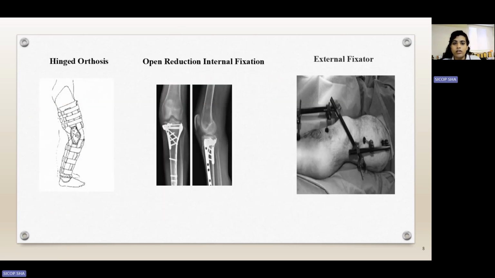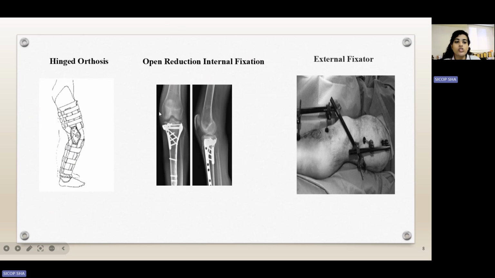Hinge knee, these are the... this is a photo of open reduction internal fixation. Here you can see a plating is done. This is for the higher end since it goes till here. This is a photo of an external fixator. In complicated cases, we usually go with an external fixator.